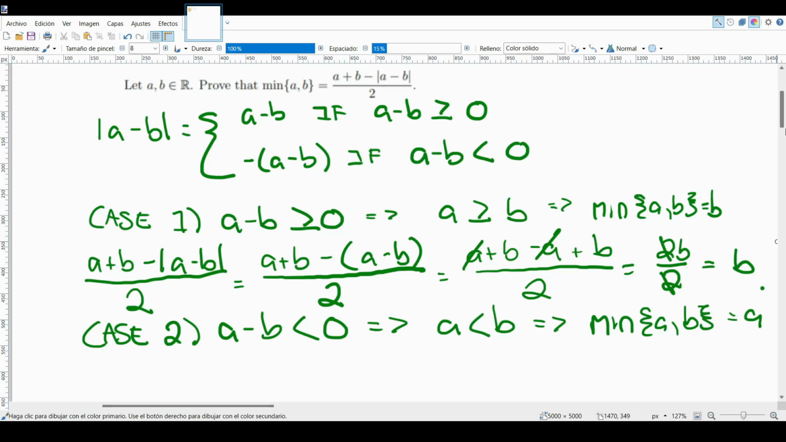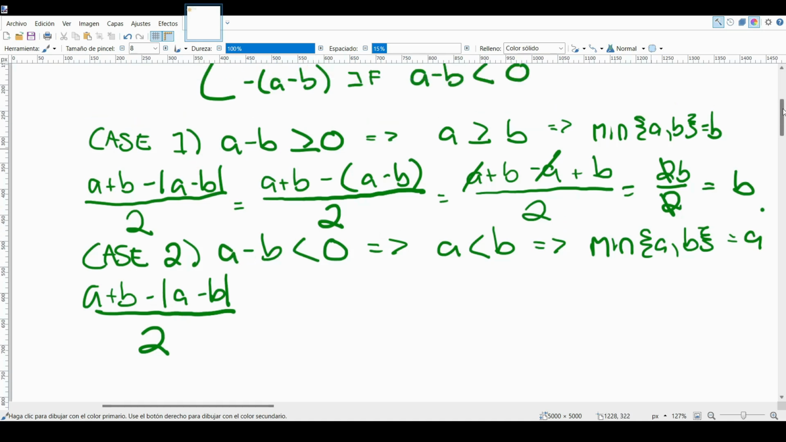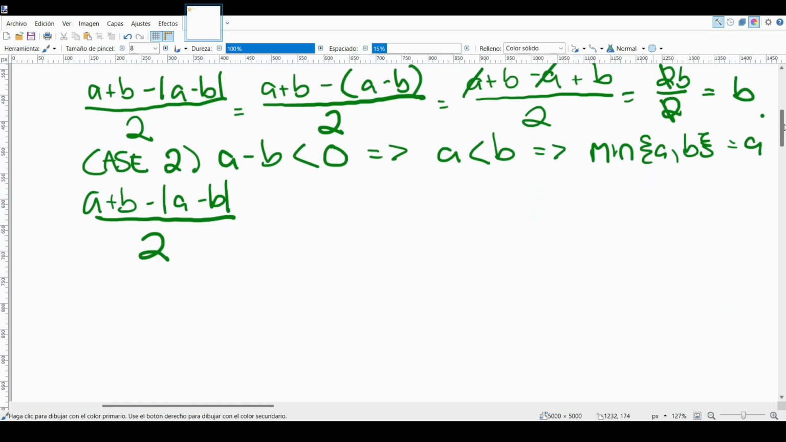We're going to do something similar here. We're going to consider this value here, (a plus b minus the absolute value of a minus b) over 2. This time, it's different though, because as we've noted, a minus b, under this case, is going to be strictly less than 0. So we can go back to our definition of the absolute value here, and we can note that this time, the absolute value is going to be negative (a minus b). So we're going to write that out. We're going to have (a plus b minus, and then we're going to have a negative (a minus b)) divided by 2.